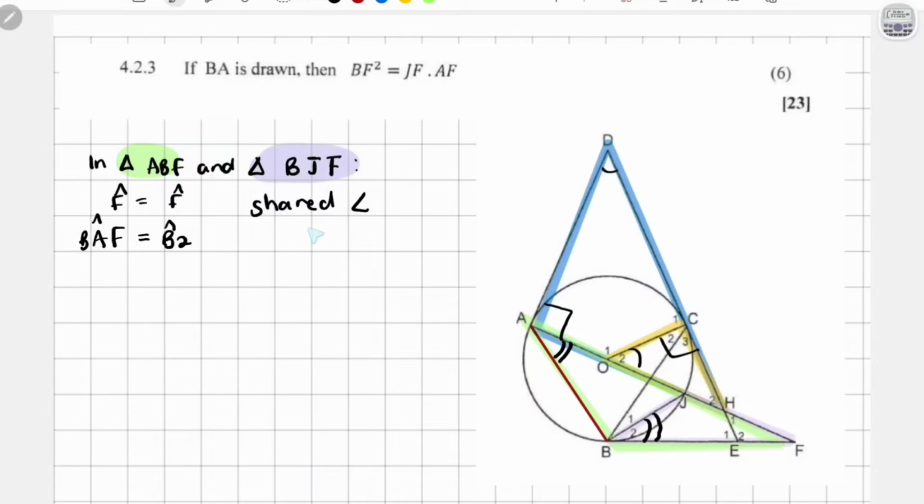And our reason for that is because of the tan chord theorem. So, tan chord theorem. And now that we have that, by default, when two angles in the two triangles are equal, the third angle will be equal. So we just have to name that third angle.